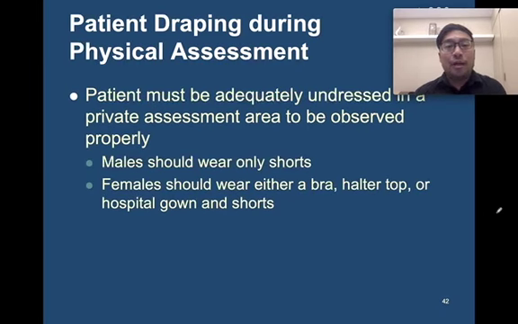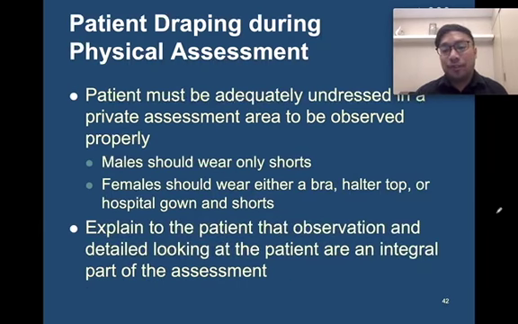So patient draping during physical assessment, similar to your laboratory. Proper donning and draping. Females should wear a bra or halter, or for us, a bathing suit for the ladies, and for the guys, you should be wearing your cycling shorts. Explain to the patient that observation and detailed looking at the patient are an integral part of the assessment. So ethical issues have been posted here. You should be morally upright and ethical by explaining it to the patient carefully and using correct words. This is very important because you cannot do assessment without, again, the consent of the patient.